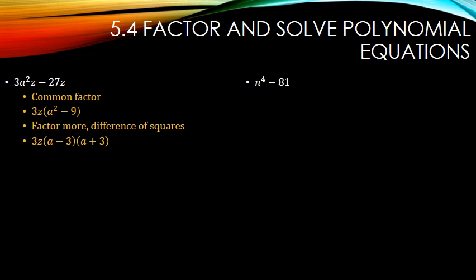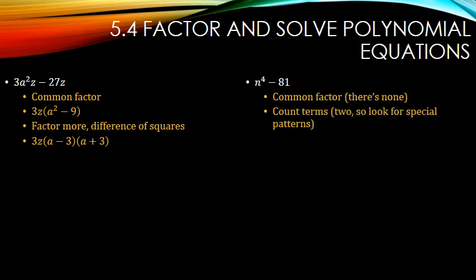Let's try this one. Common factor? Nope, there isn't any. So count the terms. There's 2 terms. We need a special pattern. Well, it's not cubed. It's actually squared. So what's the difference of squares? It'll actually be n squared squared minus 9 squared. So it's the difference of squares where the a is n squared and the b is 9. So it'll be n squared minus 9, n squared plus 9.